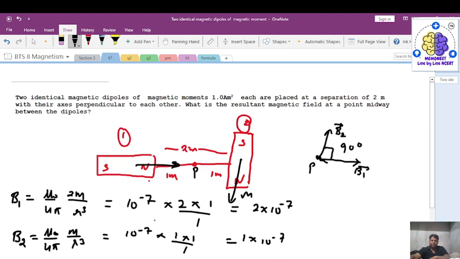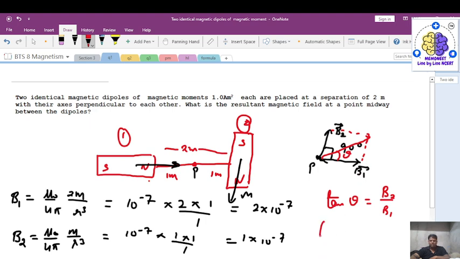So your resultant magnetic field will be somewhere here, completing the parallelogram. This will be the resultant magnetic field, and if it is making an angle theta with B1, then we will say tan theta is equal to B2 upon B1, right? And theta will be equal to tan inverse of B2 upon B1.